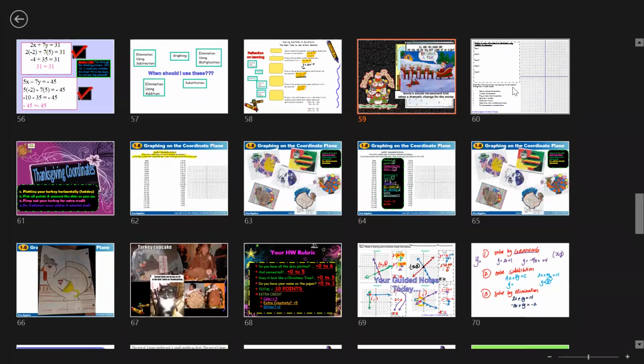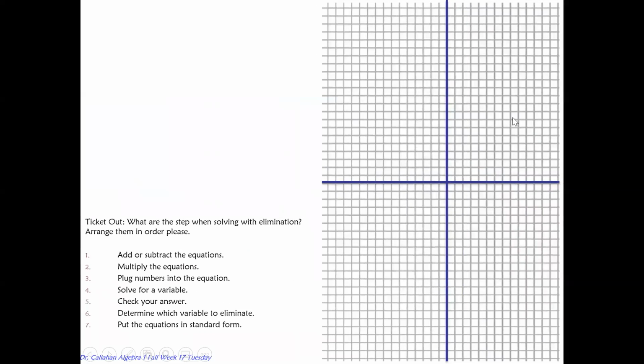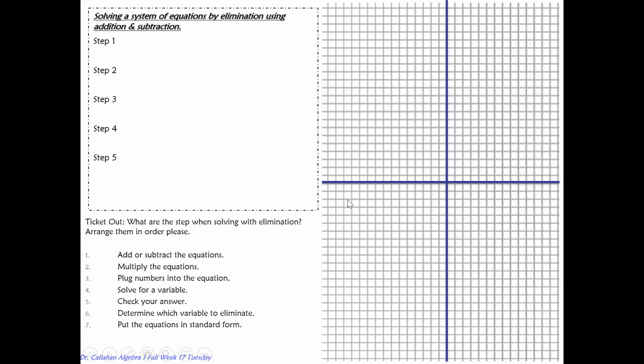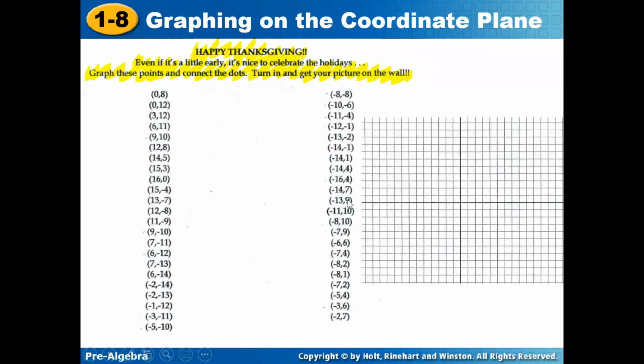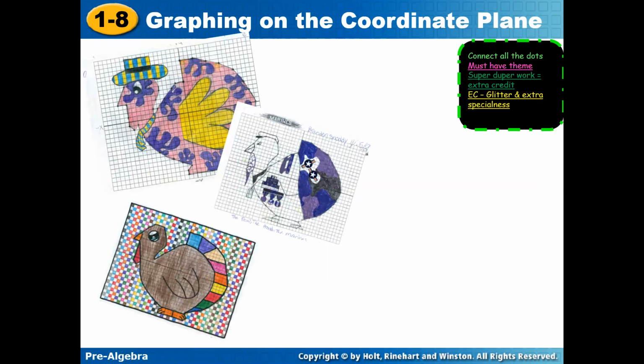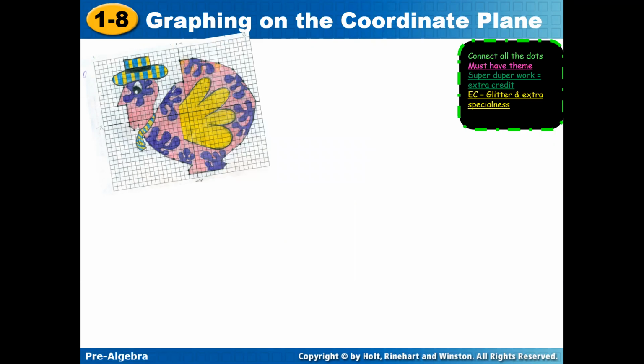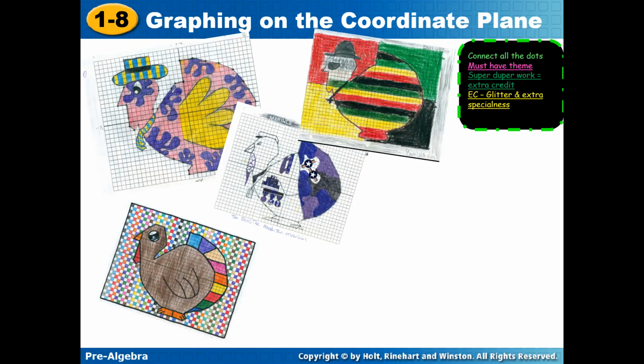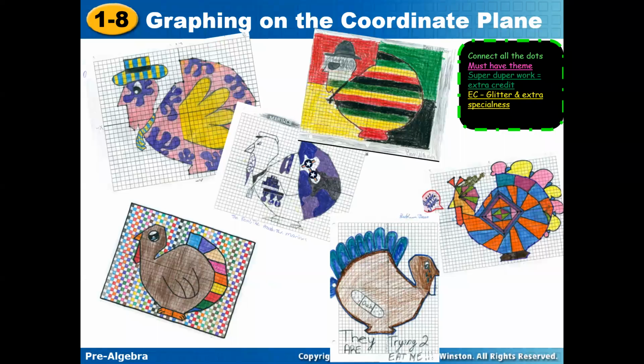All right, next what I want you guys to do is turn over to this page right here. You have this vertically, and you are going to plot these points, connect them, and turn them into a turkey. Once you have the turkey, you're going to go ahead and decorate them. So I have a psychedelic hippie turkey, a ROTC turkey, a colorful turkey, a Bob Marley one, and you're just going to go ahead and decorate it.